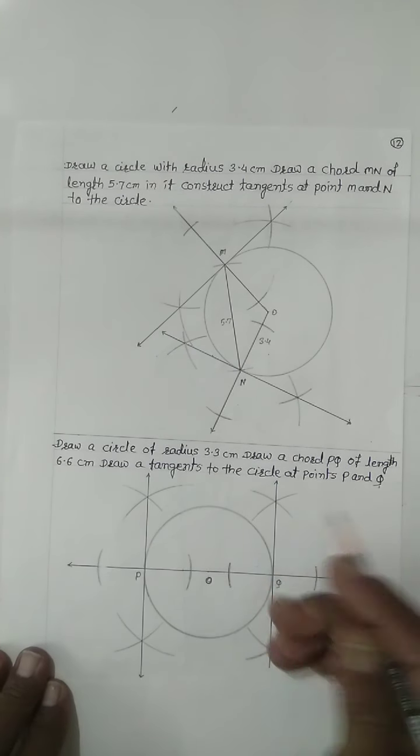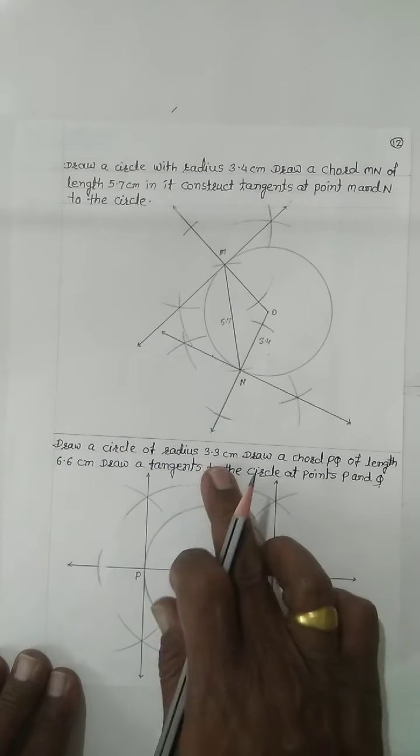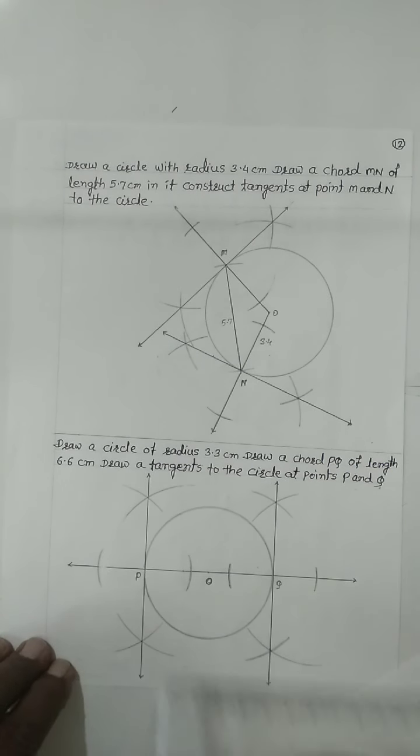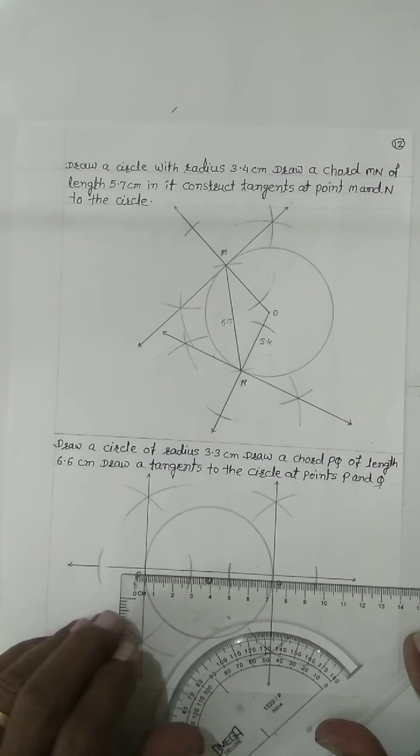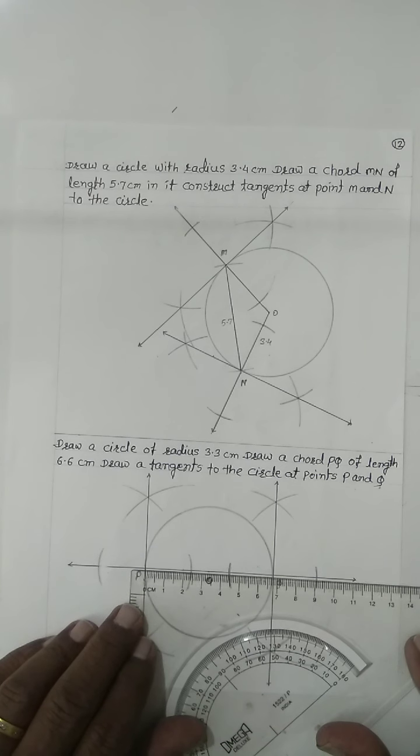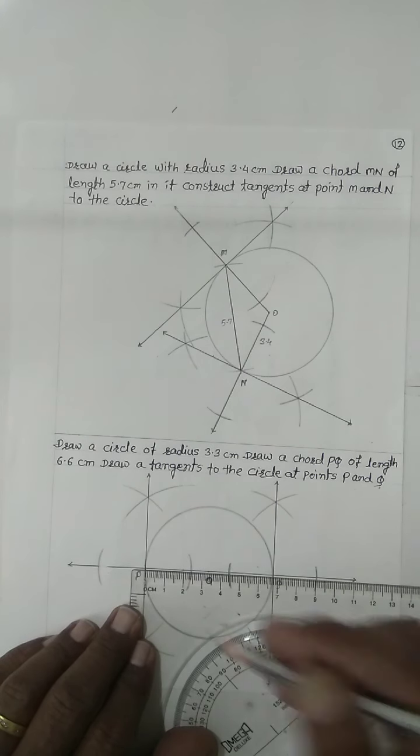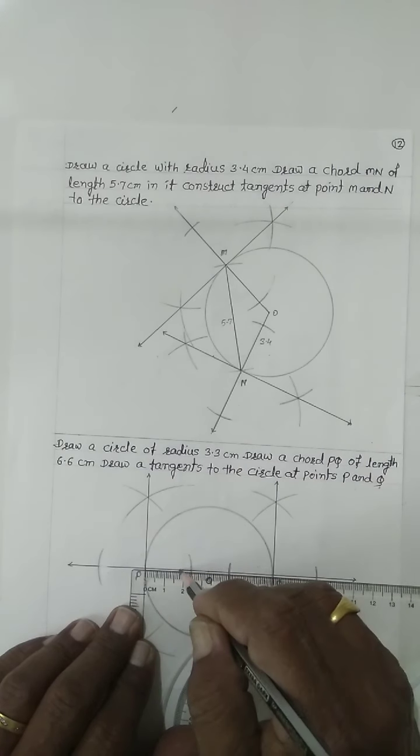Then we want to draw the chord PQ having length 6.6, which is twice the radius, which means PQ is nothing but a chord of the circle, and also the diameter of the circle, chord and diameter. PQ is the chord, but PQ's length is 6.6, so twice the radius. So we say that PQ is nothing but a diameter of the circle.